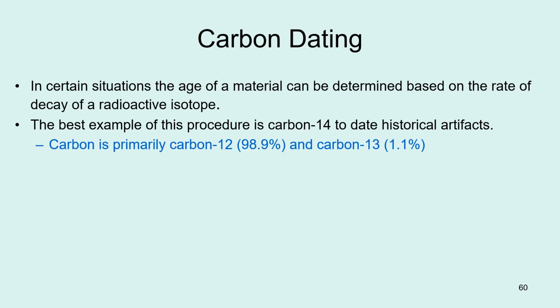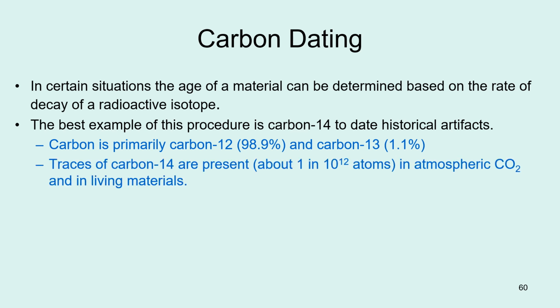So how does that work? Well, most carbon is carbon-12. About 99% of all carbon is carbon-12. The other stable isotope, carbon-13, is about 1% of all carbon. Very tiny traces of carbon-14 are also present, but they are radioactive. You can see here about 1 in 10 to the 12th atoms. That's pretty small. 1 in 10 to the 12th atoms of carbon are in atmospheric carbon dioxide, and also in the carbon in living materials.